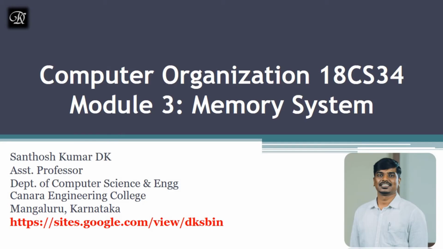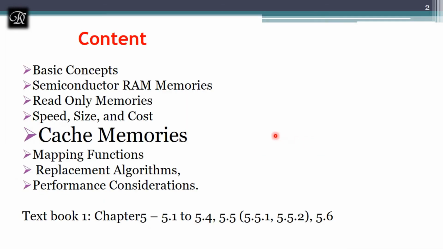Hi all, in this video we'll discuss Module 3, Memory System. We have already seen basic concepts and semiconductor RAMs, where we designed complicated and simple memory systems. We have seen the difference between RAM and ROM and the types of ROM, and we have seen a hierarchy of the memory available in a computer with respect to speed, size and cost. Now in this video we'll see cache memories, and discuss most of the definitions with respect to cache memories.